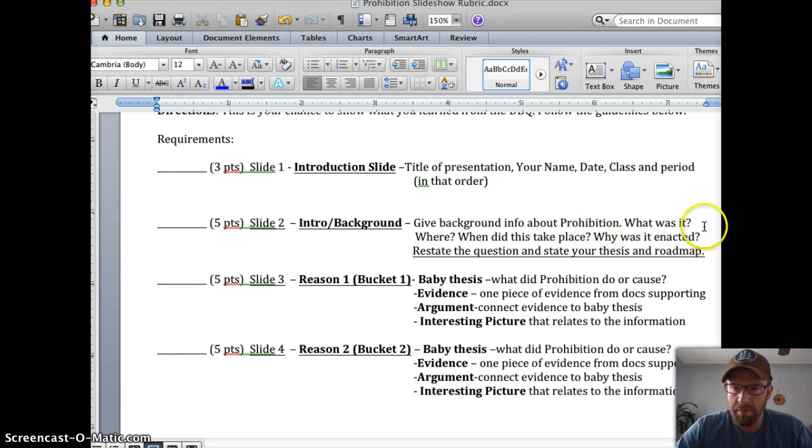On this one you need to give background info about prohibition. What was it? What does it mean? How do you define it? Where did this happen? When did this happen? So how long did it take place? What were the years? Why was it enacted? That means why did they decide to put prohibition into place? And then this is underlined because it's very important. Restate the question and state your thesis and roadmap. Roadmap is just basically the outline of what you're going to be talking about, your reasons, which are these ones below. So let's take a look at that on the slideshow.